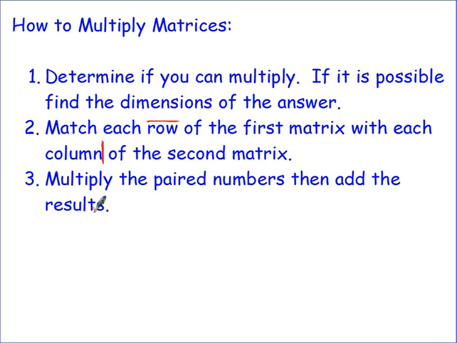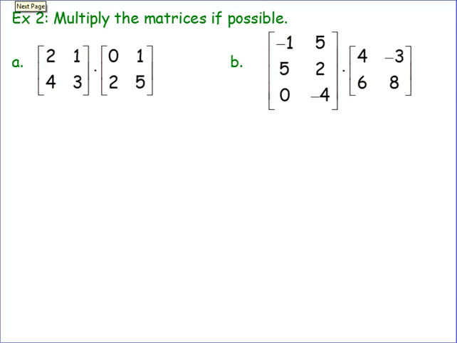So let's take a look at the first example. We'll go slow, we'll keep them small. So first things first, dimensions. 1, 2 rows, 1, 2 columns. 1, 2 rows, 1, 2 columns. Those guys match. That's the size of our answer.